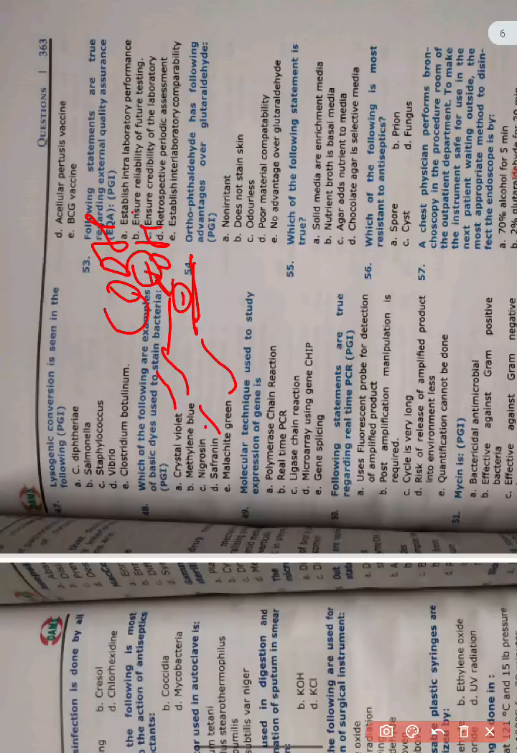Molecular technique used to study the expression of genes. PCR, no. Real-time PCR, no. Ligase reaction, no. Yes, microarray using a gene chip. A chip can be used to study the expression of genes.